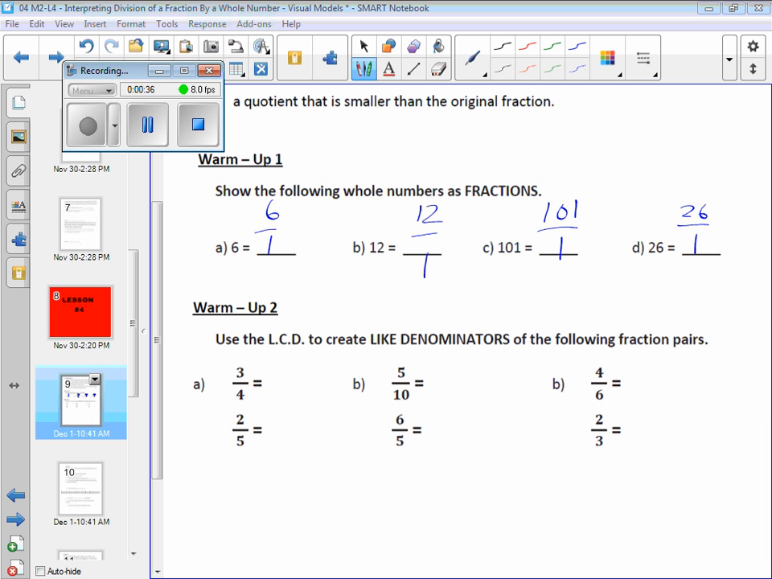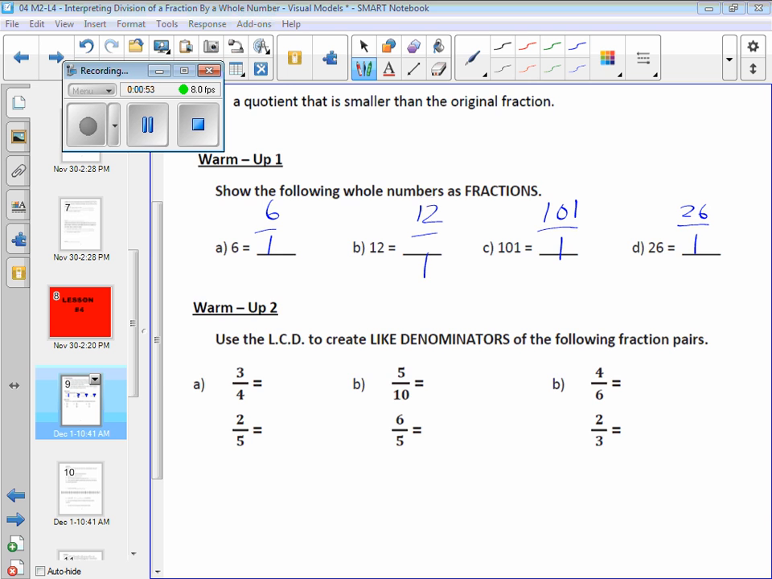It's 1/12. 1/12. Go get it, Ken. Correct. Okay, just flip it upside down. 1/6, 1/12, 1/101, and 1/26.